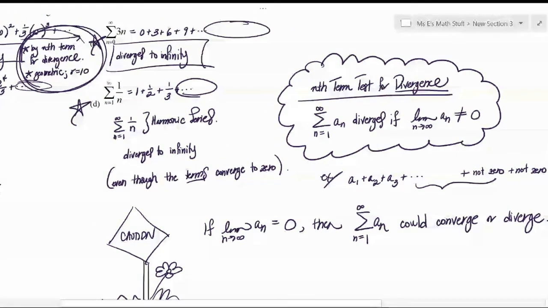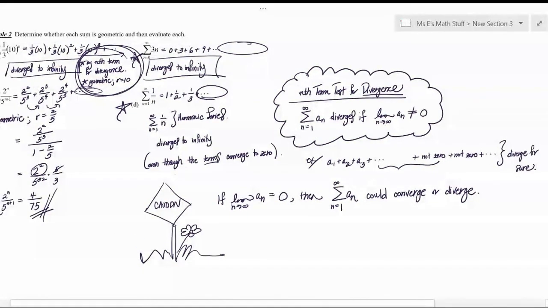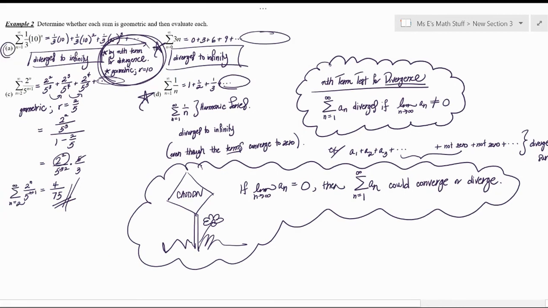As a matter of fact, look at the harmonic series. The terms go to 0, but we'll show at the end of this lesson that it actually diverges to infinity. So anyway, watch out for that. This is important, that not only do you know the nth term test, but you're mindful of what it's not saying.